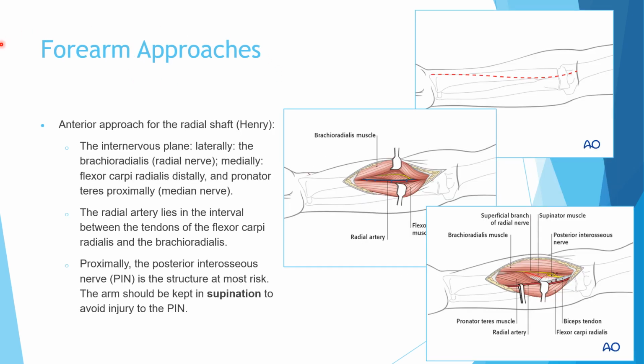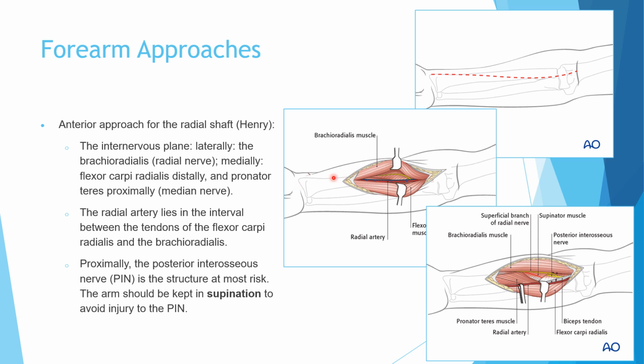Now let's go to the forearm and speak about the forearm approaches. The most important forearm approach we all know is the Henry approach, or the anterior approach for the radial shaft. It goes from just lateral to the biceps tendon to the radial styloid, centered over the fracture or the part of the radius that you would like to do surgery on. Of course, you don't have to do the whole incision. The internervous plane in this approach: laterally it is the brachioradialis muscle, and medially it's the flexor carpi radialis distally and the pronator teres proximally. So it is the pronator teres proximally and the flexor carpi radialis distally on the medial side.